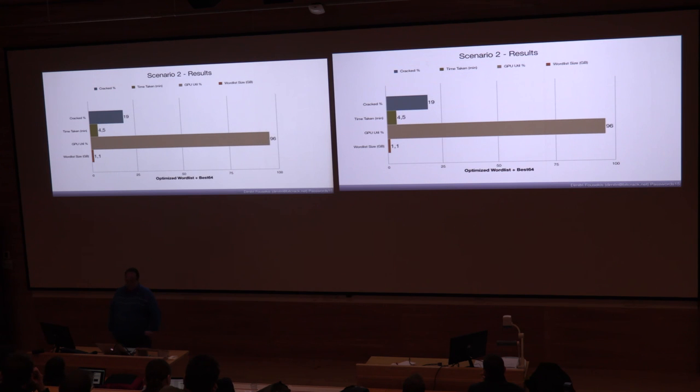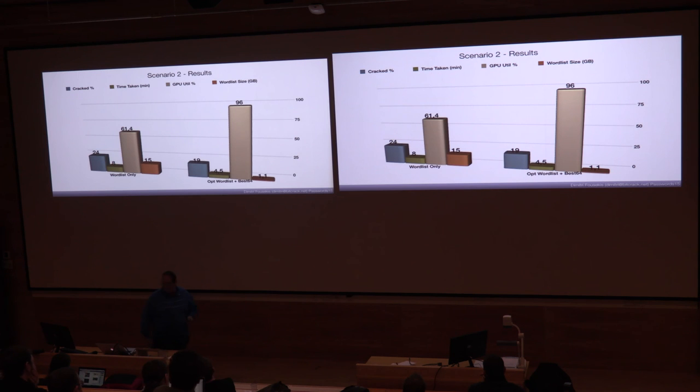Now look at the optimized one. GPUs get much busier doing something now with the rules. We used Base64 in this case. Only a 1.1 gig file was required, and we still cracked 19%, so only 5% less than using a 15 gig word list. By throwing more rules at this, we would have probably gone way past that and done even better than we did before. Right, and there are the results for scenario two, comparing the two.